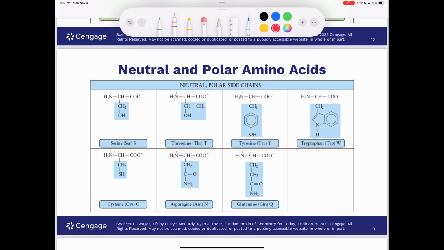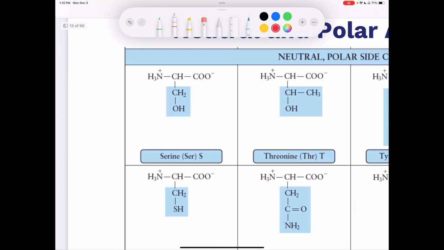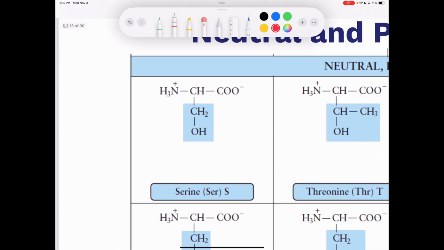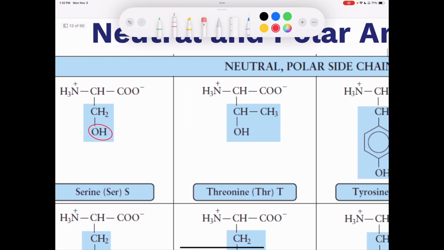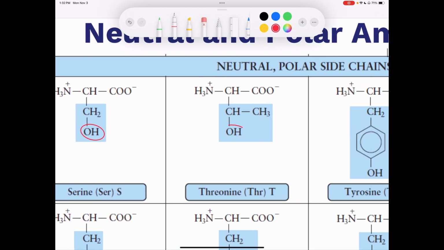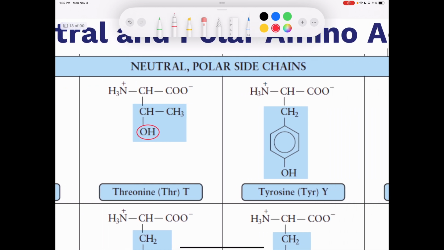Okay, moving on to neutral, no charge, but polar side chains on amino acids. The first one we have up here is serine, and you can see why this is polar. It's got an OH group in it, right? It's got a hydroxyl group, which is capable of hydrogen bonding, so serine, SER. Then we have threonine, and again, you can see we have an OH in here, which is capable of exerting dipole-dipole forces and hydrogen bonding.